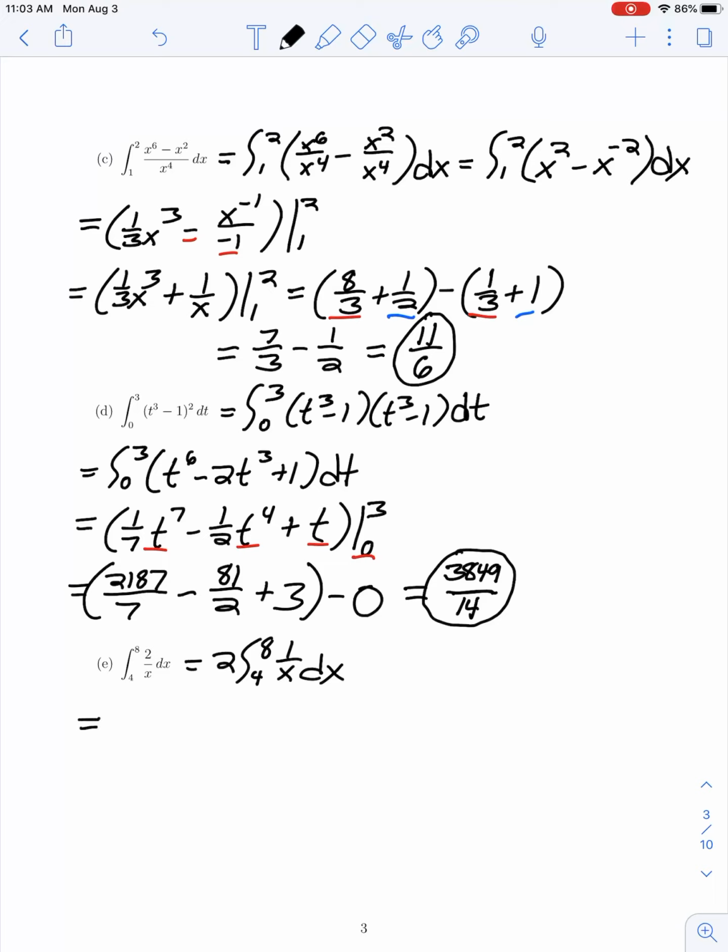Now recall that the antiderivative of 1 over x is the natural log of the absolute value of x. So we have 2 times the natural log of absolute value x, and then we're evaluating on the interval from 4 to 8. So we have our constant 2 out in front, and when we evaluate the natural log of x at x equals 8, we have natural log 8 minus the natural log of our lower value, 4.